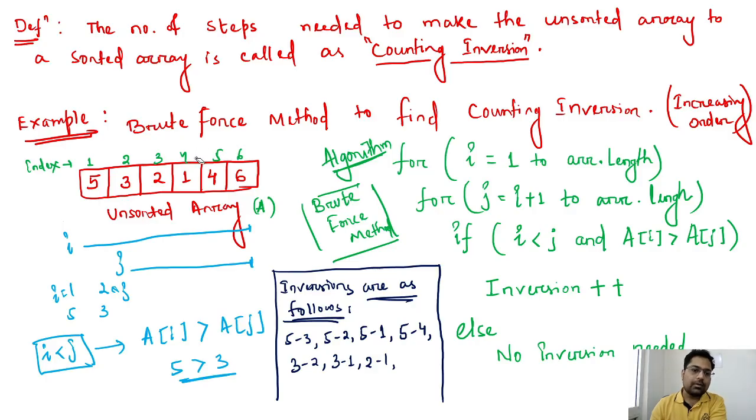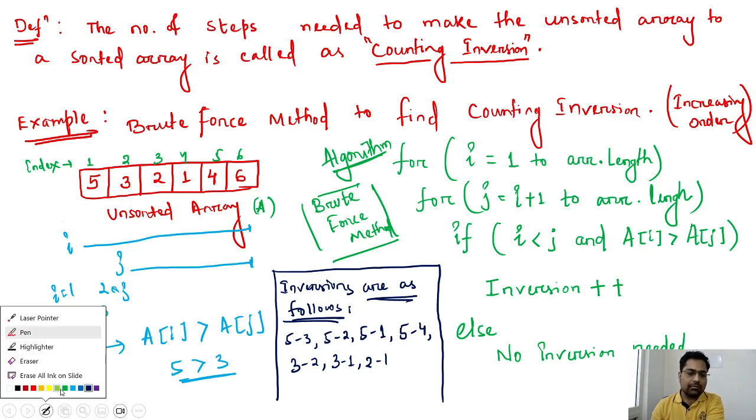Now the i value will be incremented. Now the i value is here and the j value is here. So here we found a of i is less than a of j, so there is no need for any inversions, which means no steps are required to make this sorted. Okay, only this much is needed.